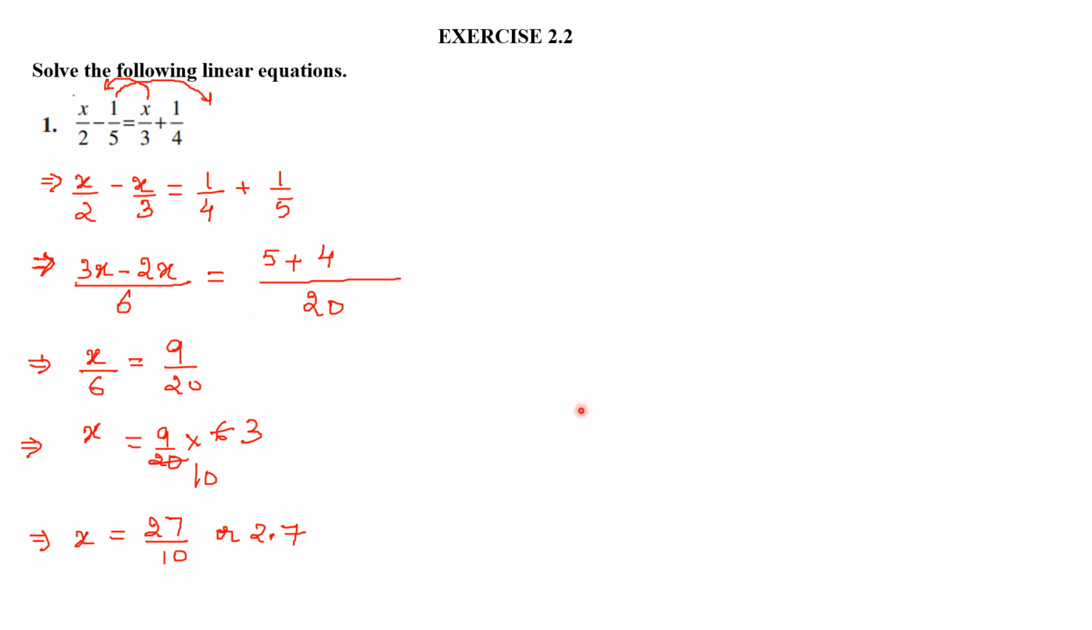Okay. Now moving to the second question. So it is n by 2 minus 3n by 4 plus 5n by 6 equal to 21. So if you see, this equation is having variable n and all the variables in the left hand side and constant 21 is on the right hand side.